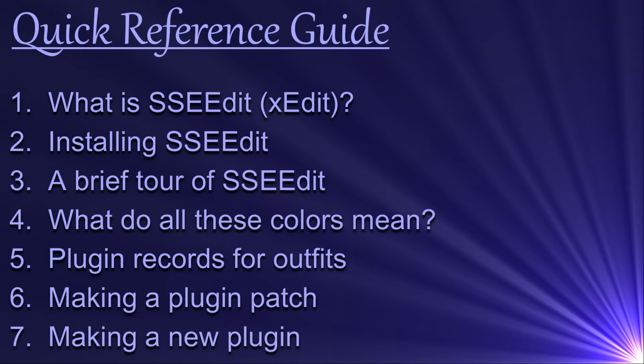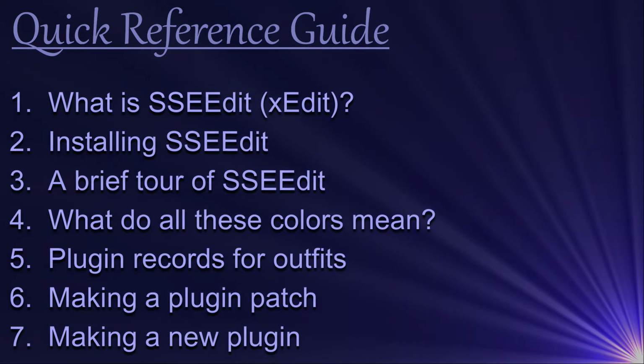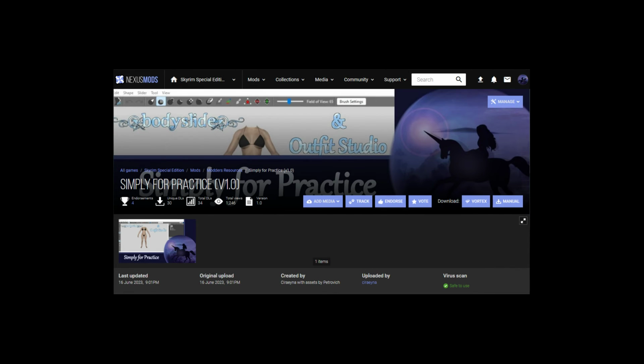Here's what we're going to talk about today. I will be assuming that you are totally new to SSEEdit, so I will be going slow and explaining in detail. If that's not what you are looking for, then this video may not be for you. We're going to be looking at some example records in the demo mod that I created as a companion to this tutorial series. It's called Simply for Practice, and you can find it on the Nexus. Download, install, and activate as you would any other mod, and the link is in the description. You are welcome to look at other example records if you don't wish to install the demo mod.